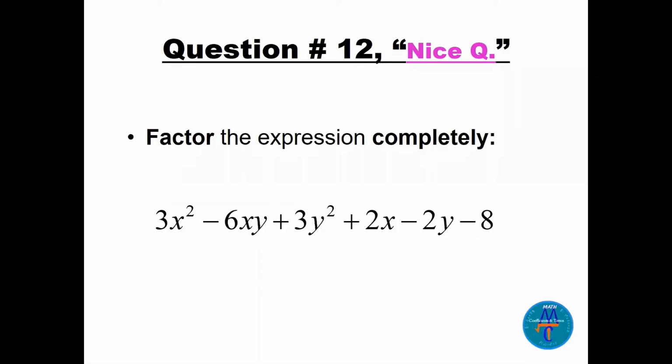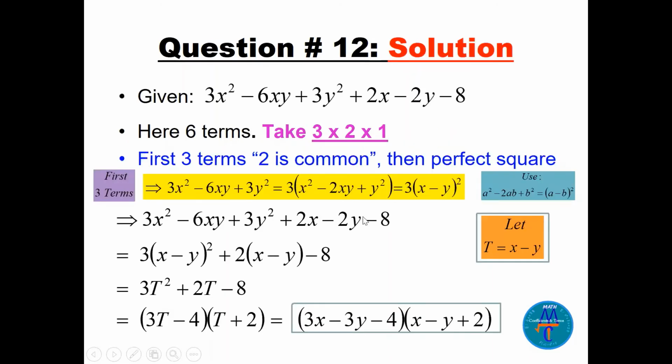Now let's see, this is question number 12. Oh boy. I wrote here nice question. It is really nice because we have 6 terms. Any number of terms more than 4 will be by grouping. So you have to see which terms are related. So we can see here 2x minus 2y. I can see the first 3, leave the 8. Let's see. Now this is 6 terms as I said, take 3, 2, and 1.